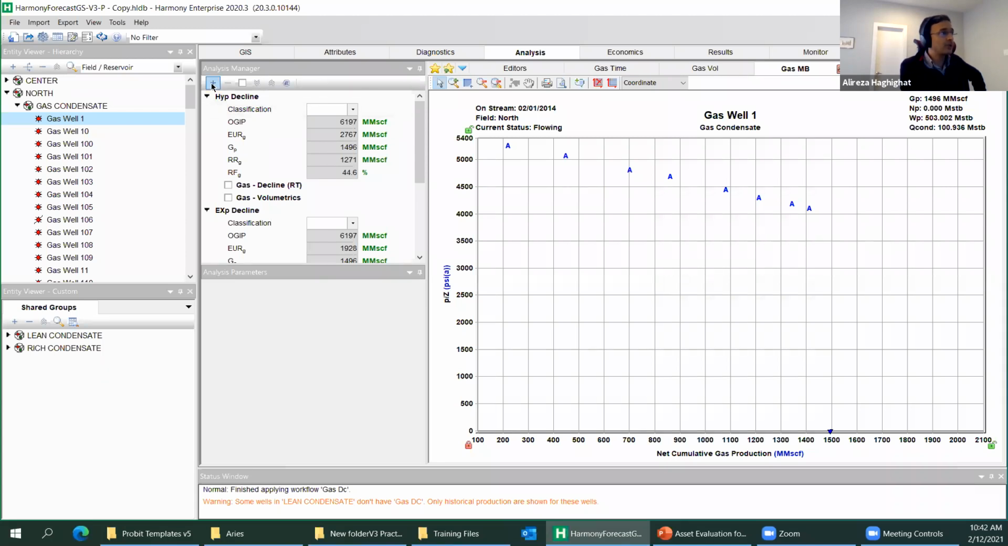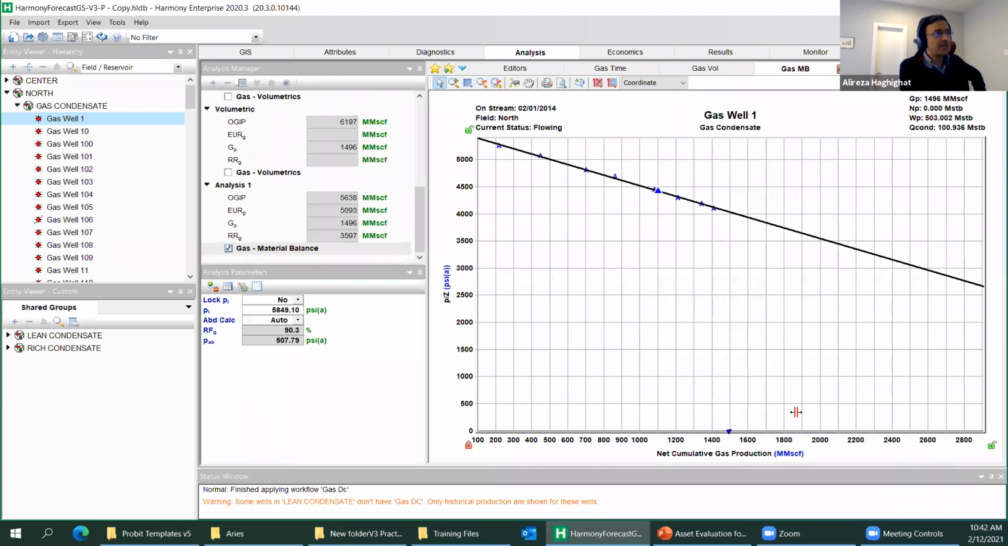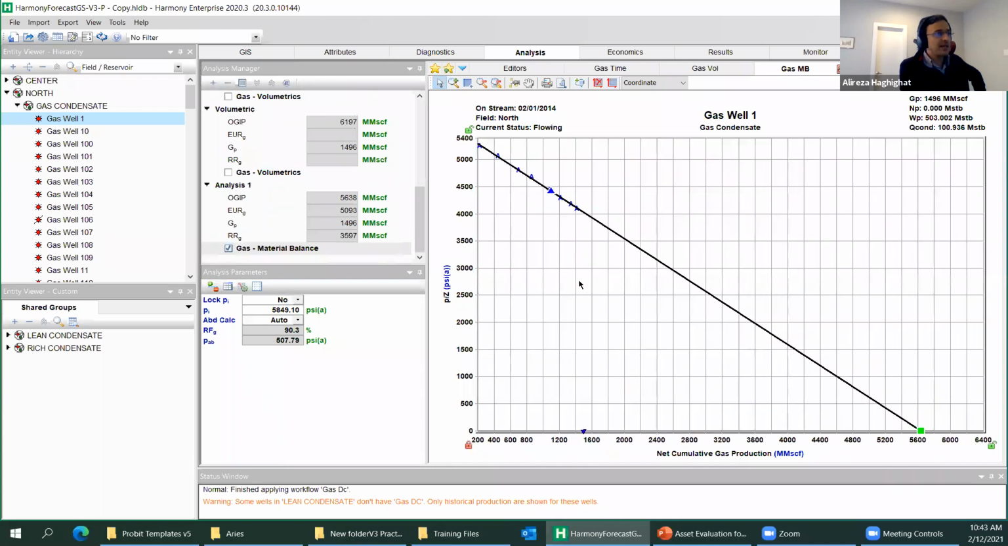plot it versus cumulative gas production, if you extrapolate that, you'll be able to get your original gas in place. And now I'm going to do that. Here you can see my P over Z values versus cumulative gas production. Here I click, create a gas material balance. And then you can see this line is created, it's extrapolated. And here when it crosses the y-axis, it tells me how much my original gas in place is.